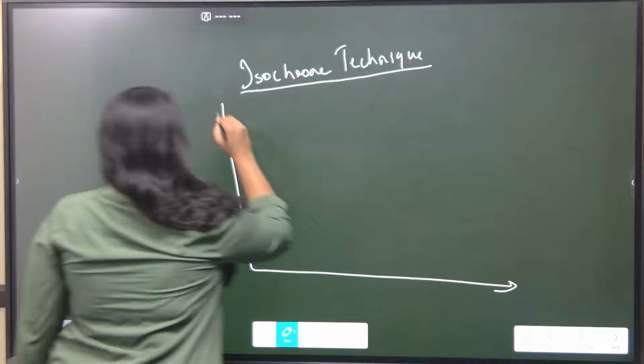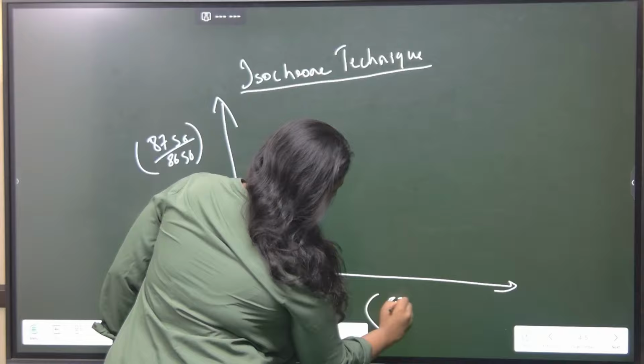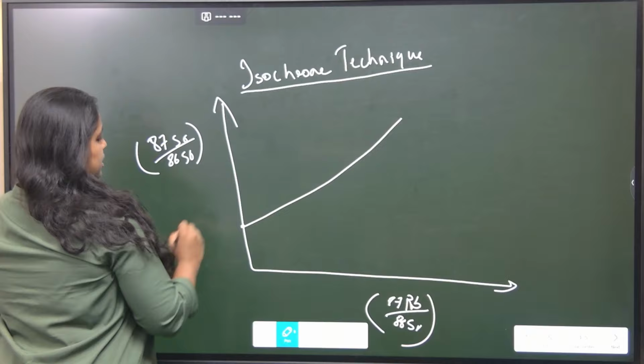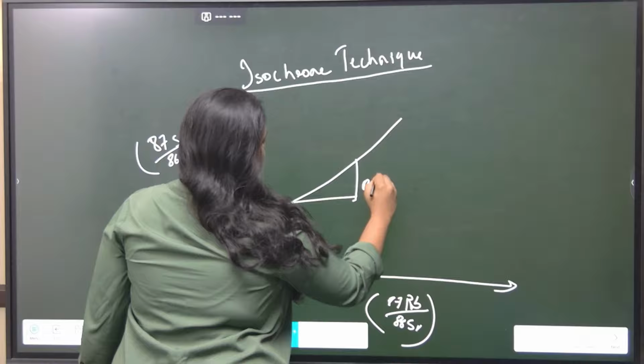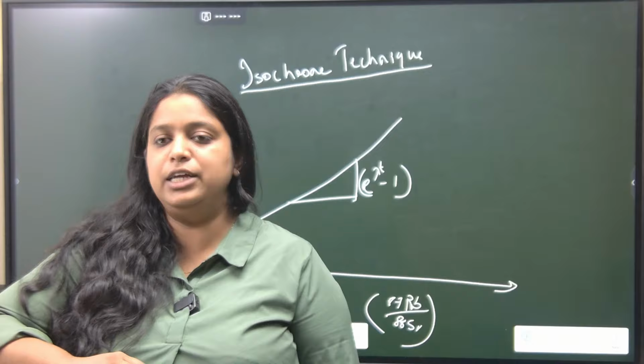By plotting a curve where the y-axis is the 87 strontium by 86 strontium ratio and the x-axis is the 87 rubidium by 86 strontium ratio, we will get a straight line. The y-intercept of this straight line is the initial value of 87 strontium by 86 strontium. The slope of this straight line is the e raised to lambda t minus 1 value. Calculating the age of the sample by using this method is called the isochron technique of dating.